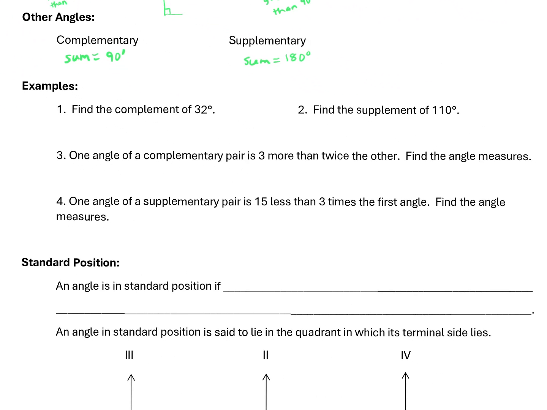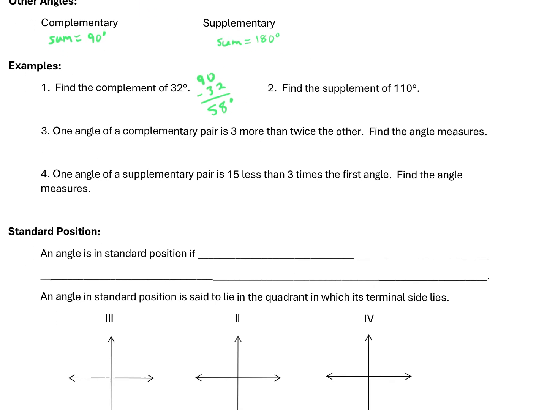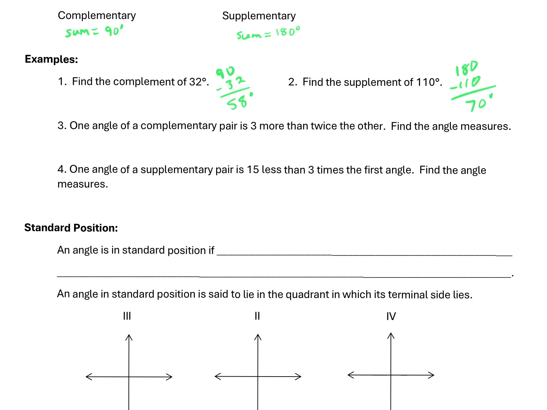So you might be asked something as simple as just find the complement of 32 degrees, which just means we're doing 90 minus 32, so 58 degrees, or 180 minus 110, so 70 degrees. But I do want to go through some examples of word problem types.